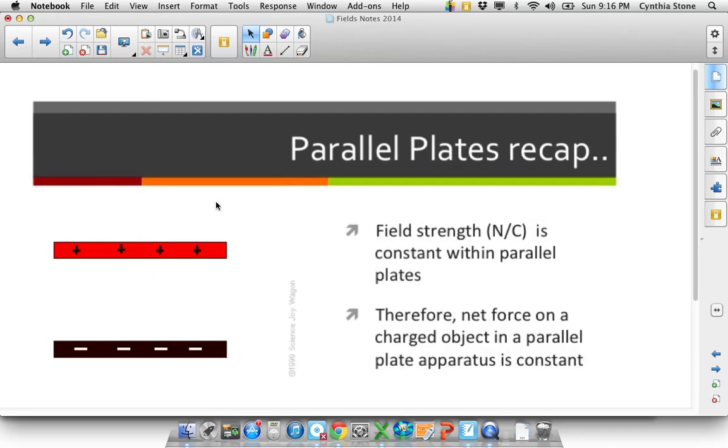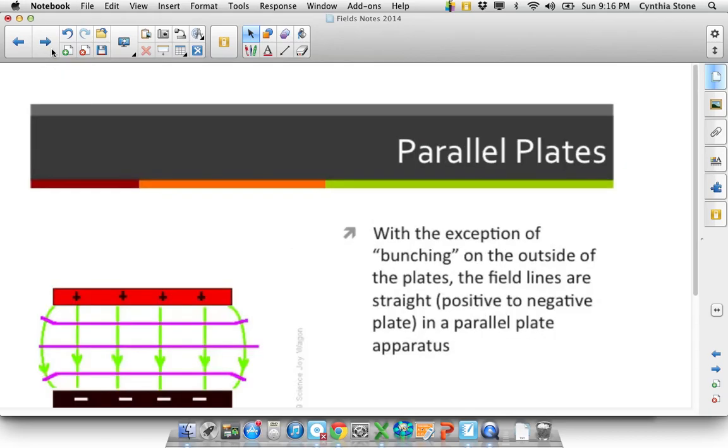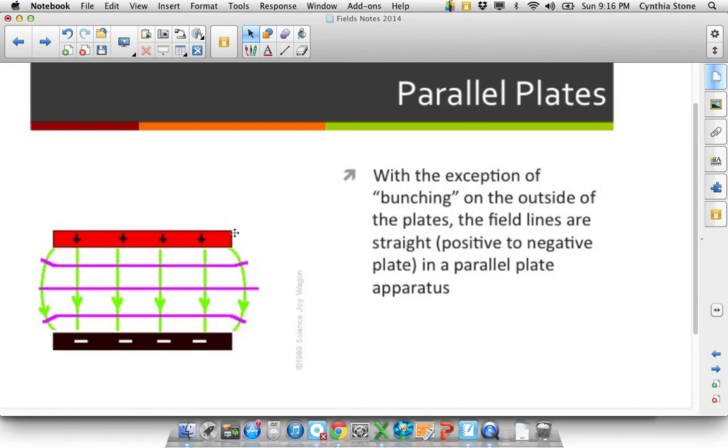Okay, so going back to parallel plates, because we're going to do some calculations related, we say the field strength is constant, and the net force within them would be constant for any given charged object. So the net force here, it's saying it doesn't change. As my electric charge moves towards the positive charge, the net force it feels at any one point would be exactly the same. With the exception of bunching, field lines are straight, and they go from positive to negative.